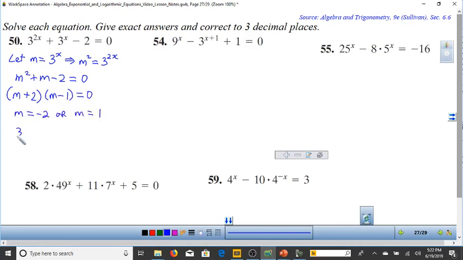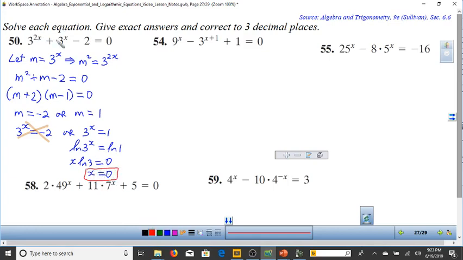That would mean 3 to the x is equal to negative 2 or 3 to the x is equal to 1. Negative 2 does not give you a number. And 3 to the x equal to 1 means that 3 to the what power gives you 1? That's 3 to the 0. You can also just take the natural log of both sides. You get ln of 1 is 0, so x ln 3 equals 0, so x is equal to 0, and that's your answer right there.